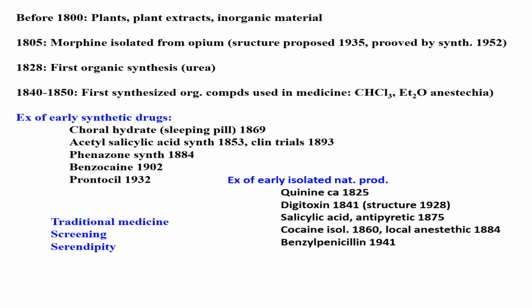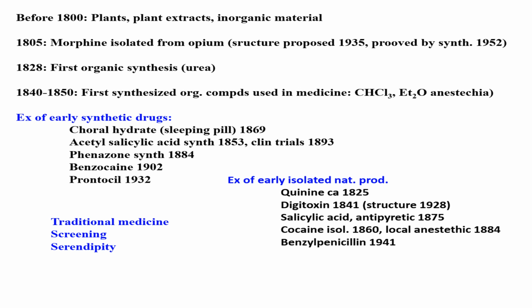In 1828, the first organic synthesis occurred: urea was synthesized from an inorganic compound, and this disproved the belief that organic compounds can only be isolated from natural products or living things, because urea can be synthesized from inorganic substances, but it is organic. In 1842 to 1850, the first synthesized organic compounds used for medicine, like chloroform and diethyl ether, especially for anesthesia, could be isolated from plants as well as synthesized.